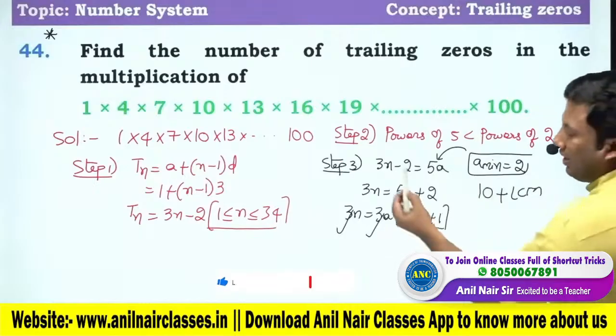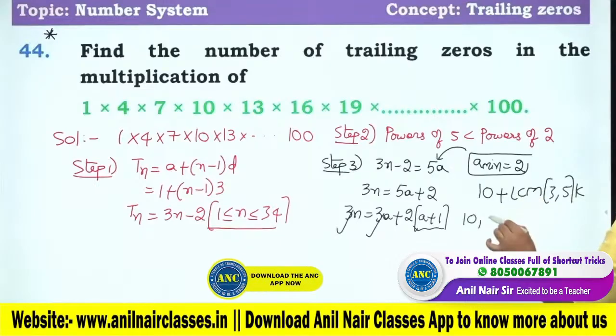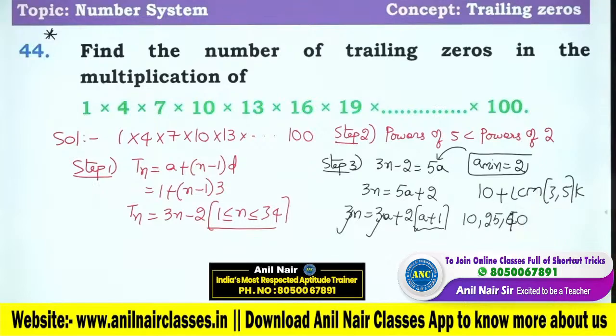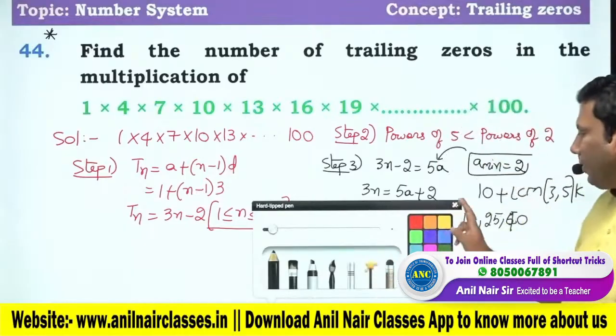5 2s are 10. 3 4s are 12 minus 2, 10. 10 plus, it is divisible by both 3 and 4. So the series will be 10. 10 plus 15, 25. It is again 15 plus 25, 40. How many values k can take, which will give single power of 5?